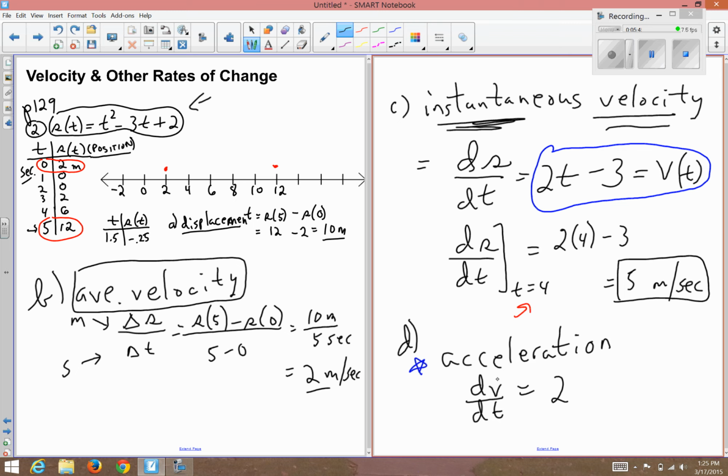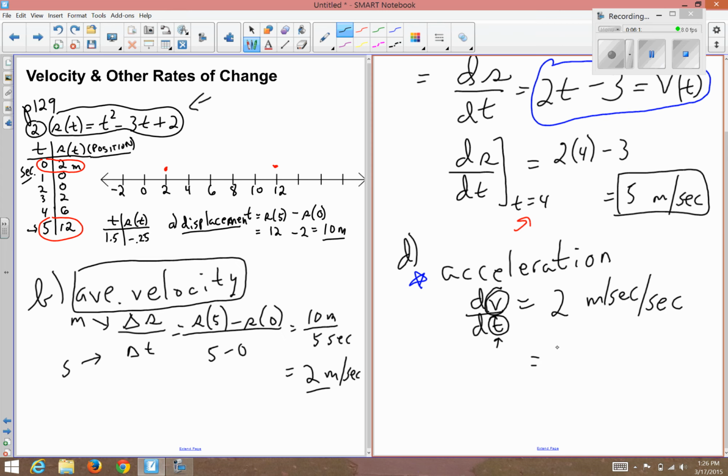So look at the letters here. V is velocity. Velocity is meters per second. Down here's a t. T is time, seconds. So since this is meters per second and this is seconds, the label here is 2 meters per second per second. That's what we call acceleration. Often written 2 meters per second squared. But it's really meters per second, because that's velocity, per second, because time is down here.